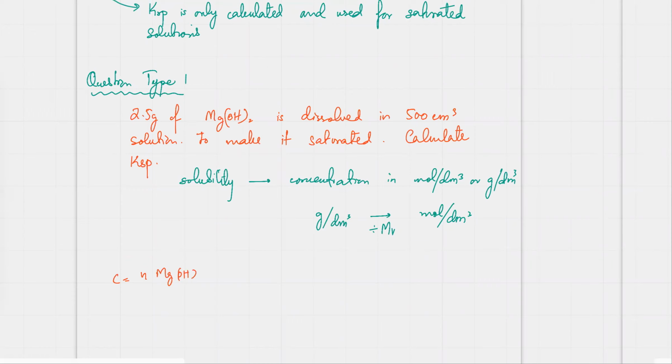Concentration is moles divided by volume, which in this case is 0.5 dm cube. So how many moles have you got? You've got 2.5 divided by the Mr of Mg(OH)2. Mg is 24, OH is 17, so that's 34. 34 plus 24, what do you get? 58. Can somebody double check this? This is 58.